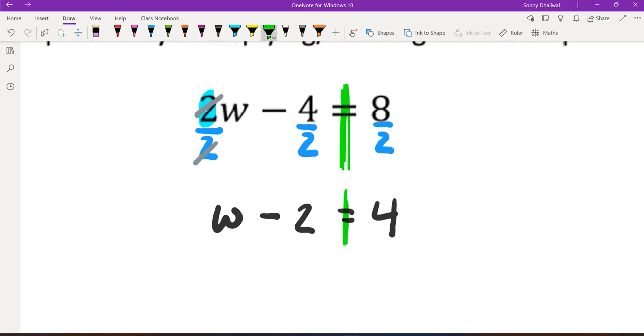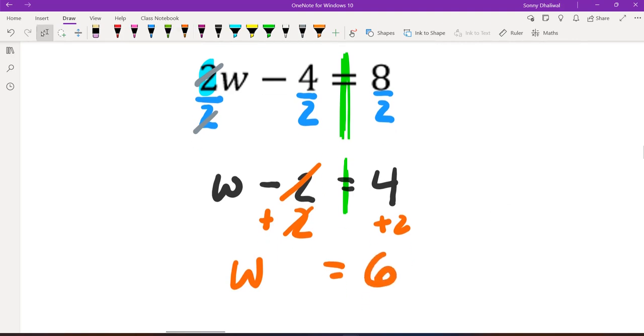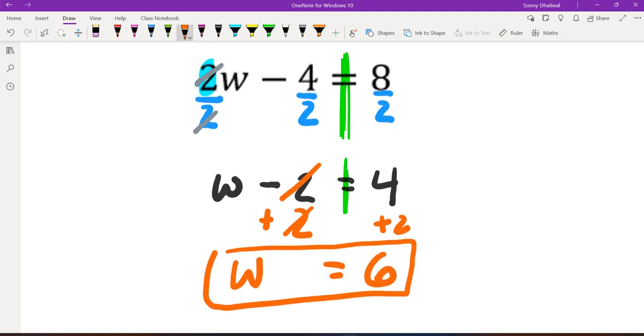Now we need to get rid of that 2. How do you get rid of that 2? We add, subtract, multiply, or divide it. What do we do? Right? Add. It's minus 2, so the opposite is add 2. Add 2. So these are canceled out. We're left with 4 plus 2, which is a 6. Same equation, and we should have the same answer.